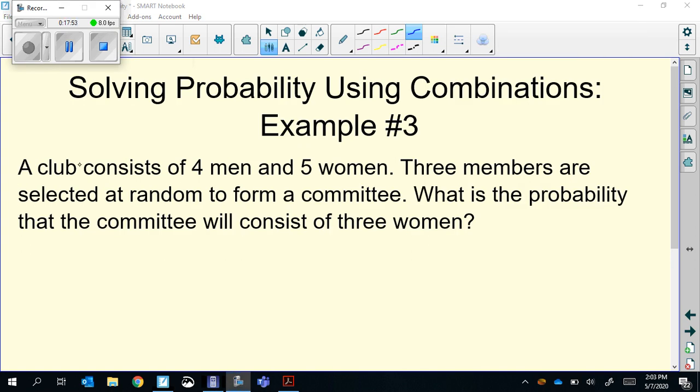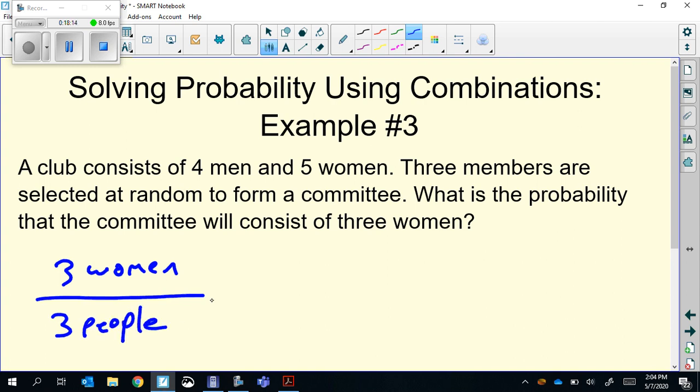A club consists of 4 men and 5 women. 3 members are selected at random to form a committee. What's the probability that the committee will consist of 3 women? So we're going to look at the probability of getting 3 women out of, so how many ways to get 3 women? And then how many ways to get 3 people total? So 3 women, there's 5 to choose from. We're trying to pick 3. And then total people, there are 9 to choose from. And we're choosing 3.